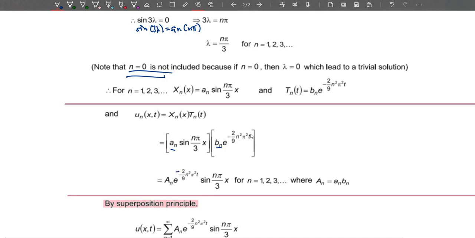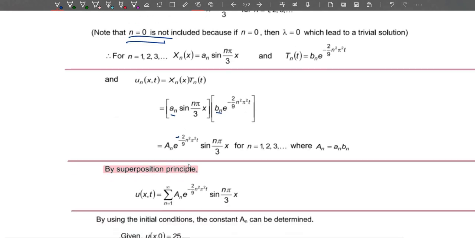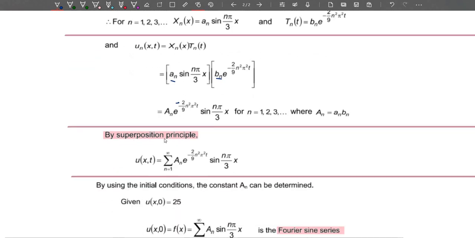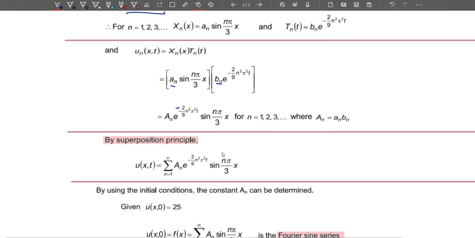This one you should be careful. It is actually negative 2 over 9 n squared pi squared t. The negative has actually been combined with the fraction. Using the superposition principle, therefore u(x,t) is equal to the summation n from 1 to infinity of A_n exponent negative 2 over 9 n squared pi squared t sine n pi x over 3.